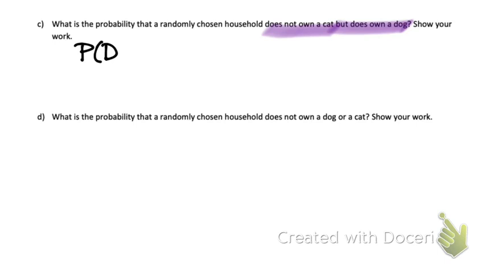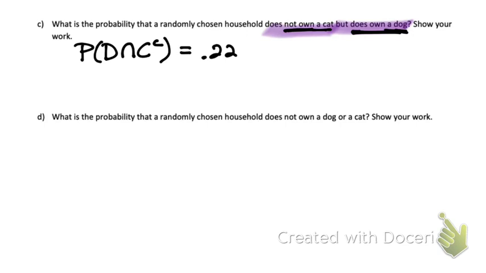So in this example, do they own a dog? They do own a dog. And C complement. Now time out, you guys. Don't you have that exact label in your Venn diagram already? Guess what? This is just the answer right there. Done. There's no math to do because you labeled your Venn diagram so beautifully.